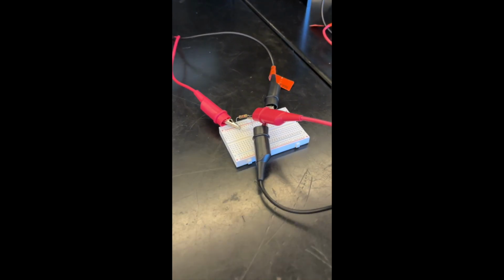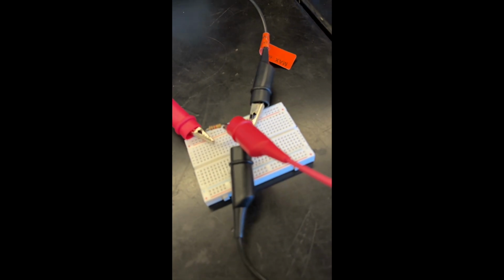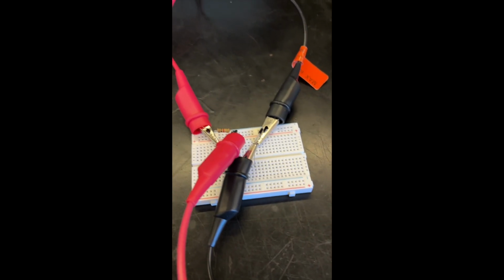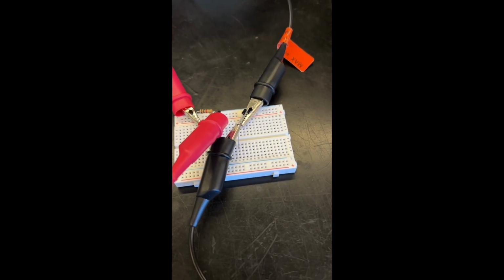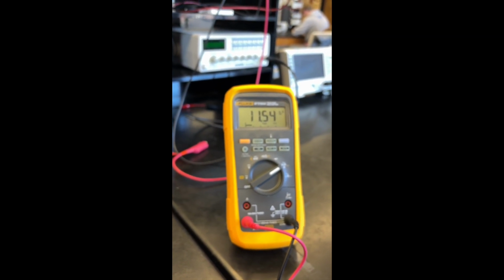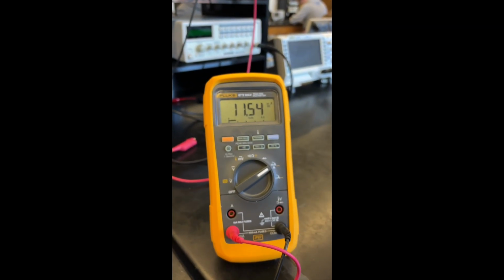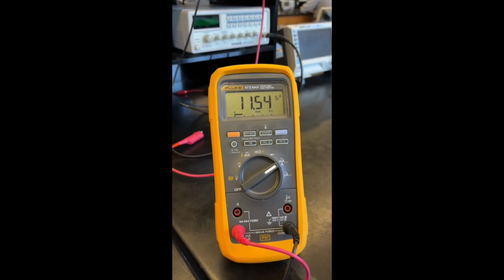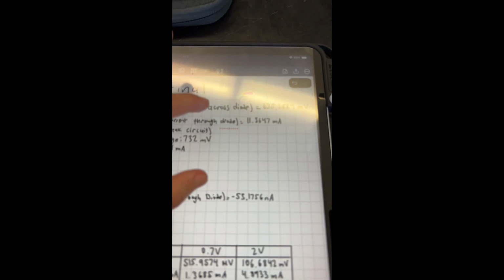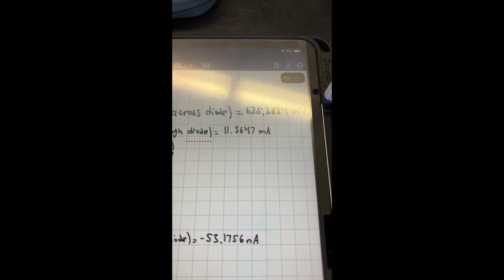All right, now I'm still supplying positive 12 volts to my circuit, but now we're measuring the forward current. So I just broke my circuit right here. I've just removed one leg of the diode and then connected my multimeter clips in series. And I am measuring a forward current of 11.54 milliamps. And I simulated about 11.4 milliamps.